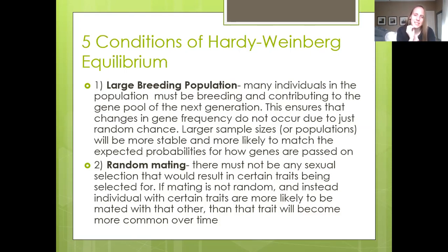The second condition is random mating, which means that there can't be any sexual selection. As soon as a male bumps into a female, they'll mate with each other. There's no needing to be attracted or something like that. So because the mating is random, there will be no sexual selection of certain traits. Therefore, those traits don't become more common over time. If there was sexual selection, that would change the gene pool of the next generation because desirable traits would become more common.